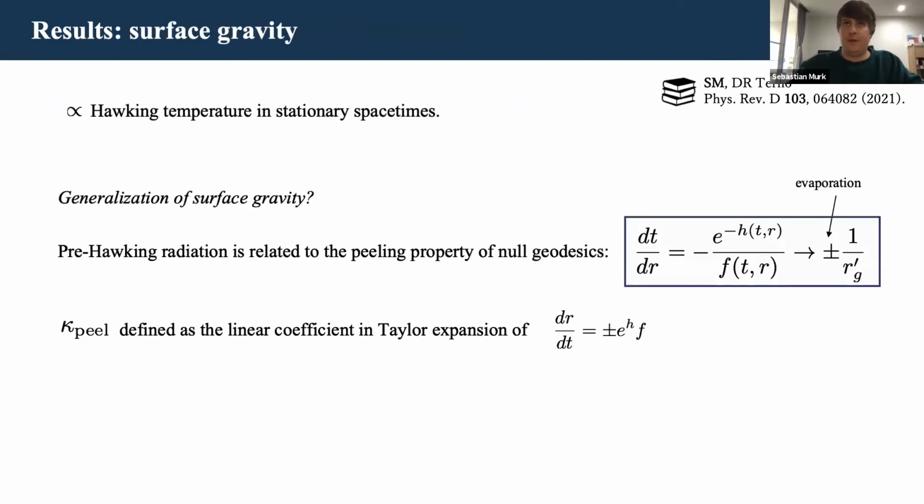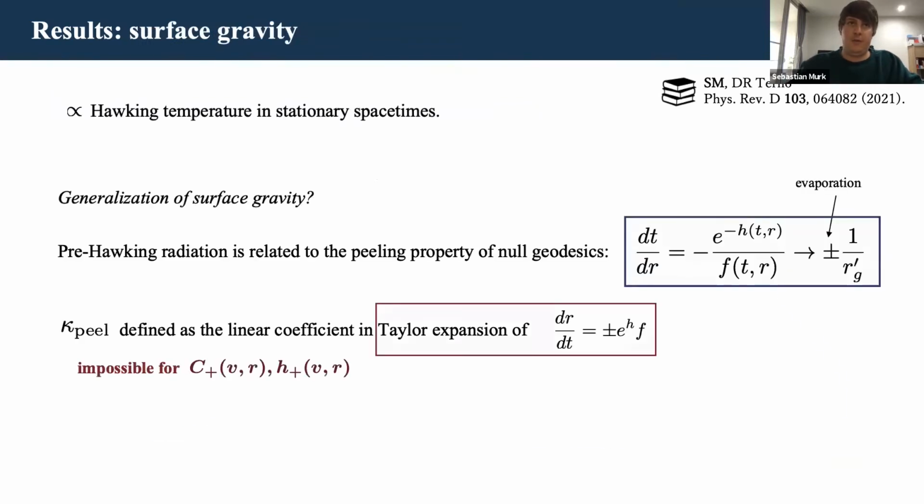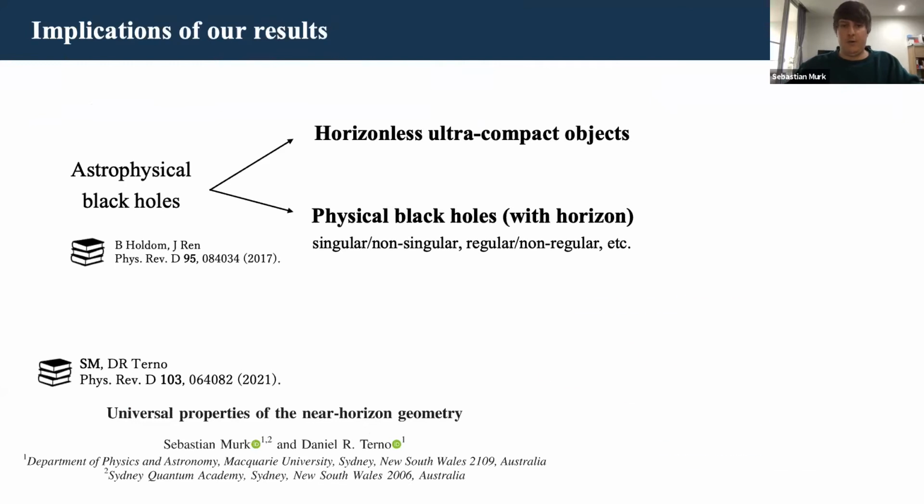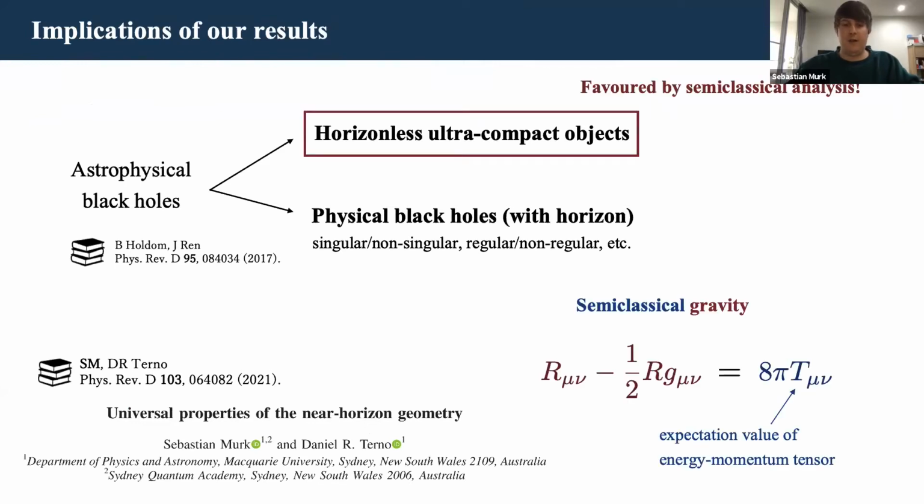I'm also going to skip the derivation here. The question we set out to answer here is, well, is there a sensible way to generalize the concept of surface gravity for dynamic physical black holes? And what we found is that the peeling surface gravity actually diverges. So the answer is, for dynamic physical black holes, there is no sensible generalization of this very important concept of surface gravity. And this is actually one of the arguments why the semi-classical analysis favors horizonless ultra-compact objects, the model of horizonless ultra-compact objects as astrophysical black holes.